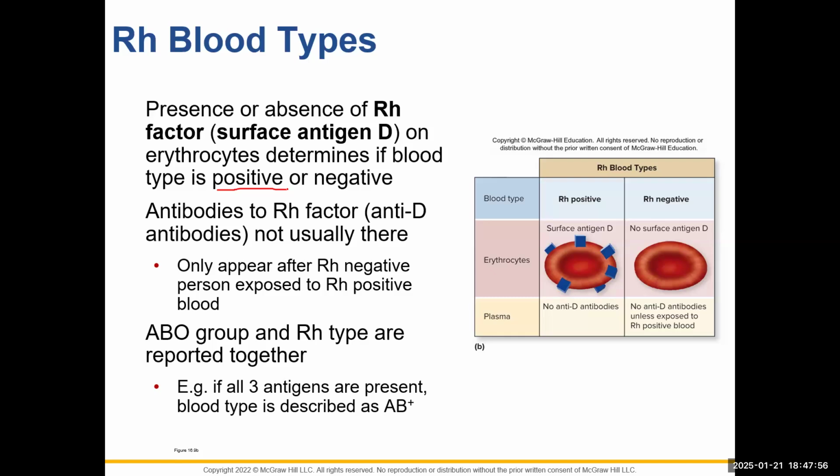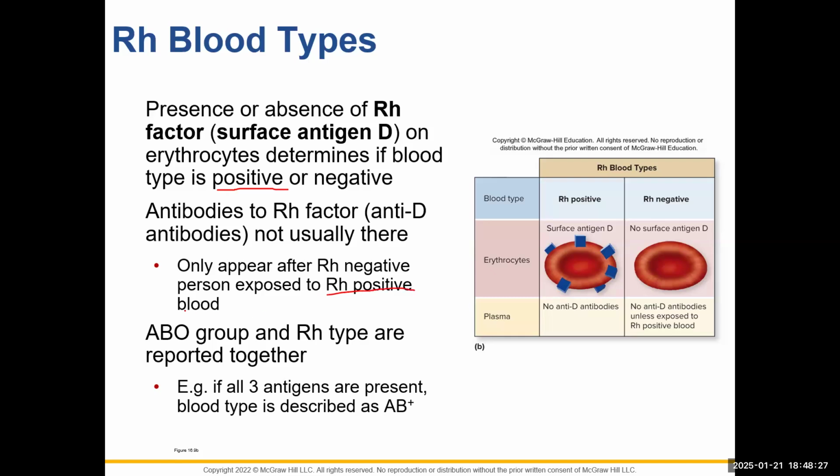Normally, a person does not have antibodies to the Rh factor, the anti-D antibodies. They don't normally have those. The only time that a person will gain the anti-D antibodies, or the Rh factor antibodies, is when they are exposed to an Rh positive person's blood.